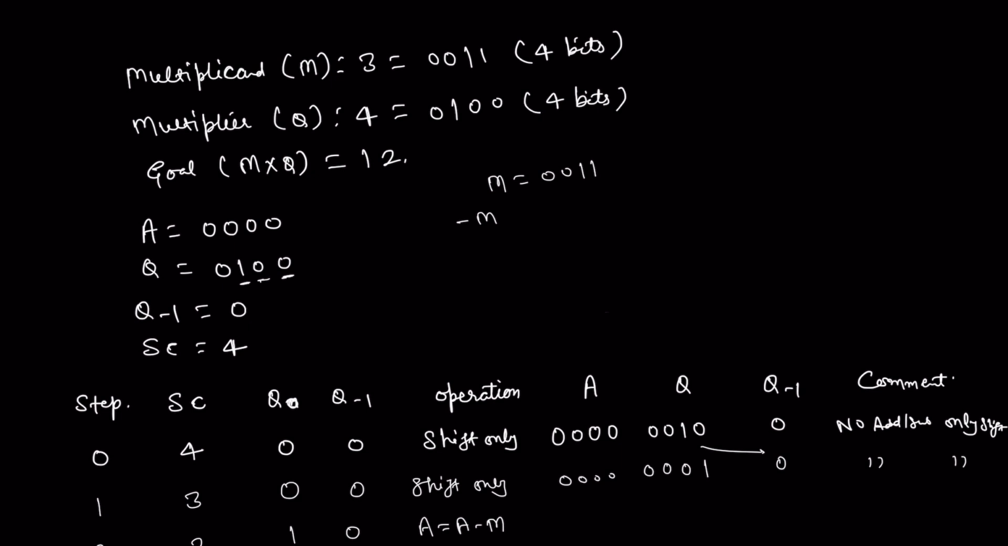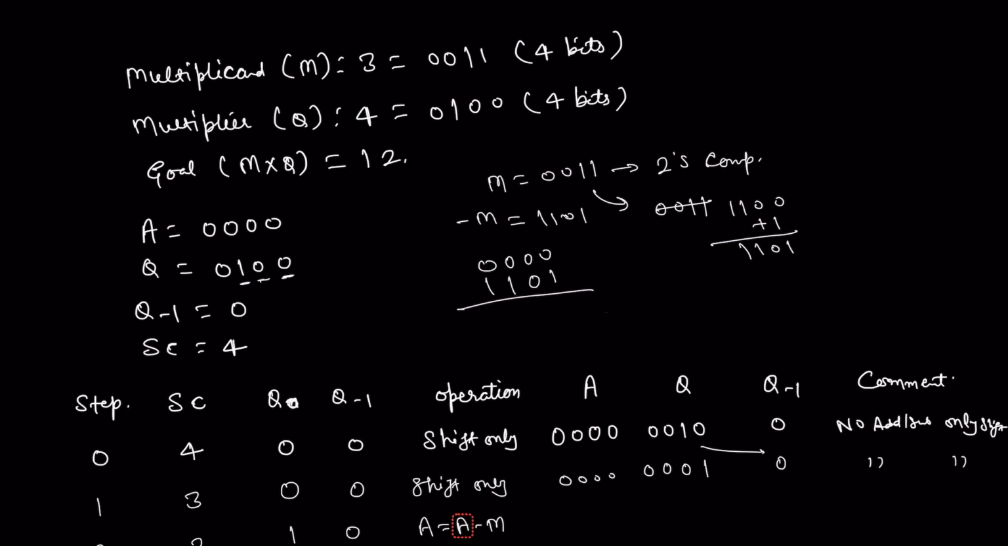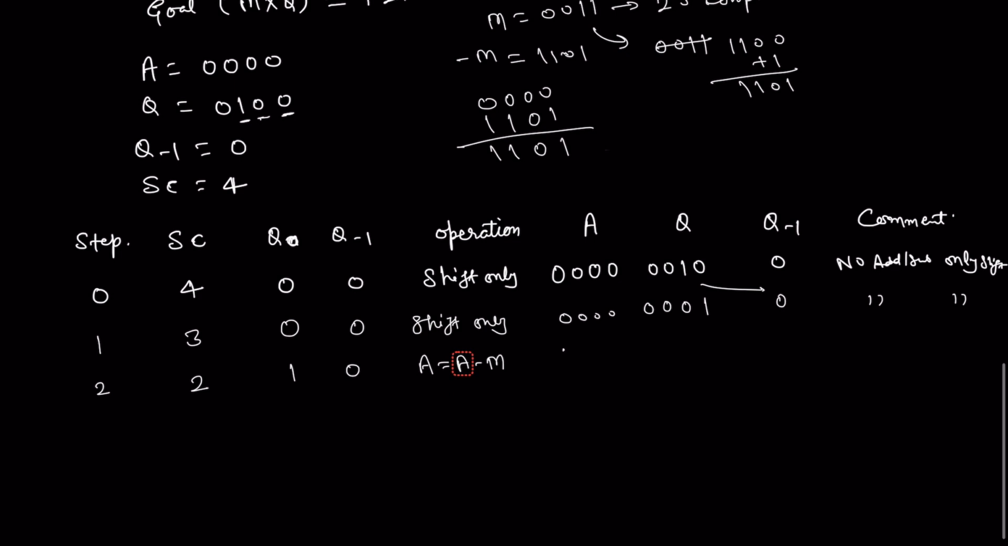So how will we calculate 2's complement? First the 1's complement, that is 1100, and then add 1. This will be 1101. So this is minus M, and just add it with accumulator. Accumulator is 0000 and this is minus M, 1101. So accumulator will be 1101 and Q as it is, just take here.